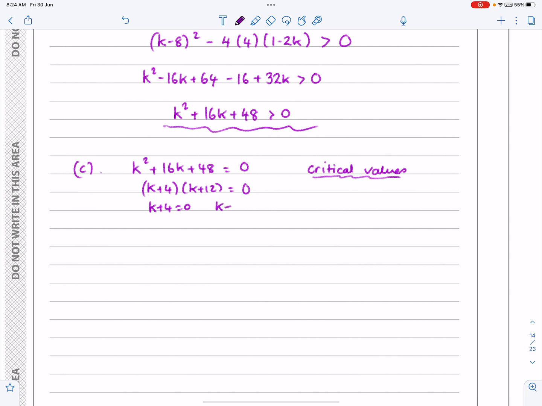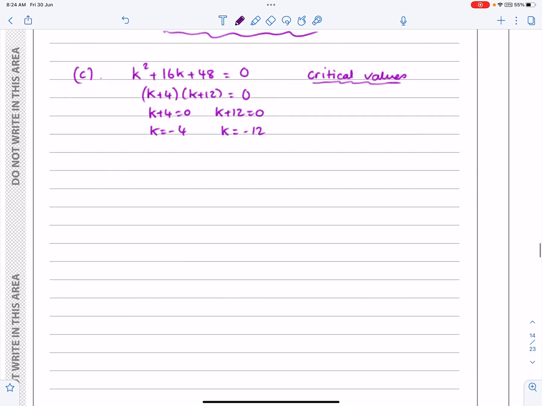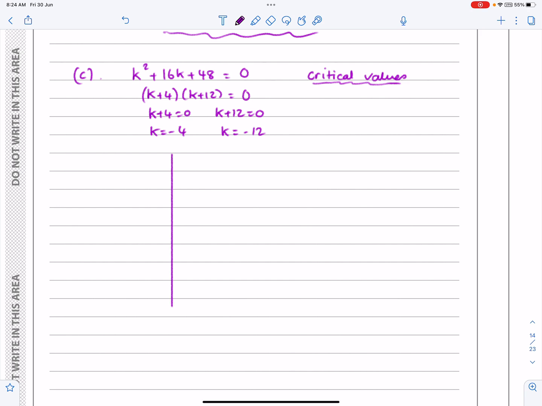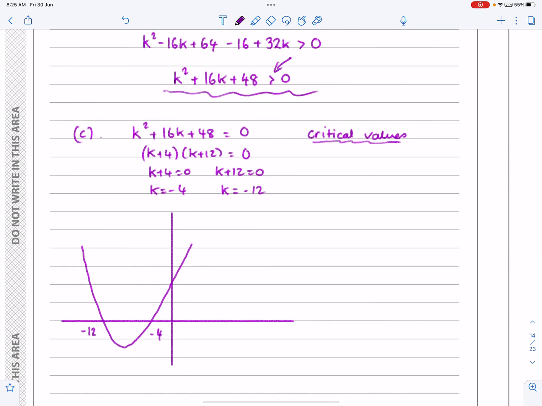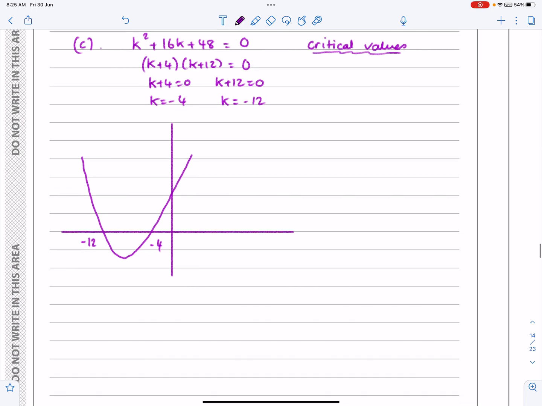So we get k plus 4 equals naught, k plus 12 equals naught. So I'll get k equals minus 4 and k equals minus 12. All right, okay, that's what we just said a minute ago. When I've got this quadratic then, I actually know it's over there somewhere, where I've got minus 12 and minus 4. So what did I want? I wanted where the graph is going to be greater than naught. Okay, greater than naught up there. So in this case, where is this graph greater than naught? Here and here. So in answer for my inequalities, it's going to be when k is greater than minus 4 and when k is less than minus 12.